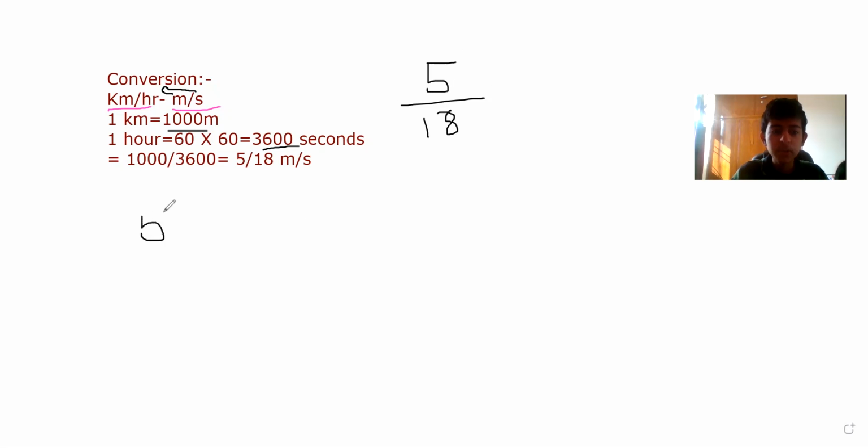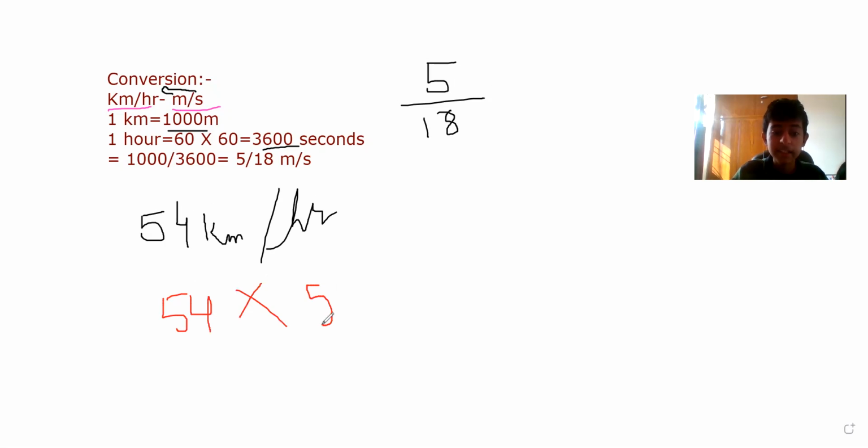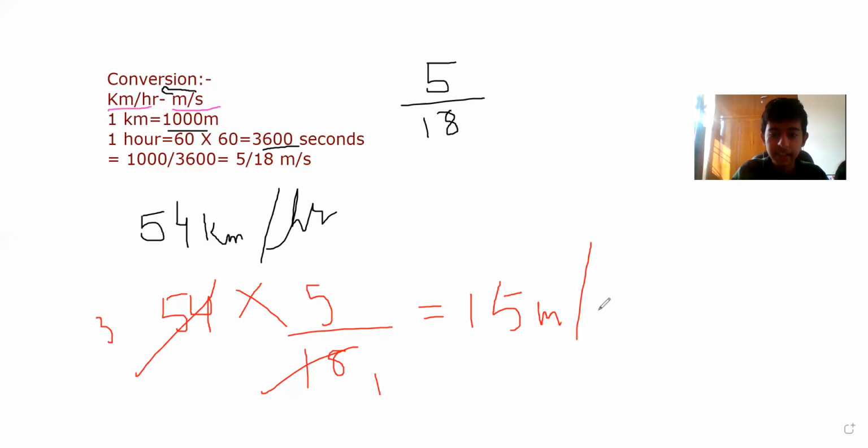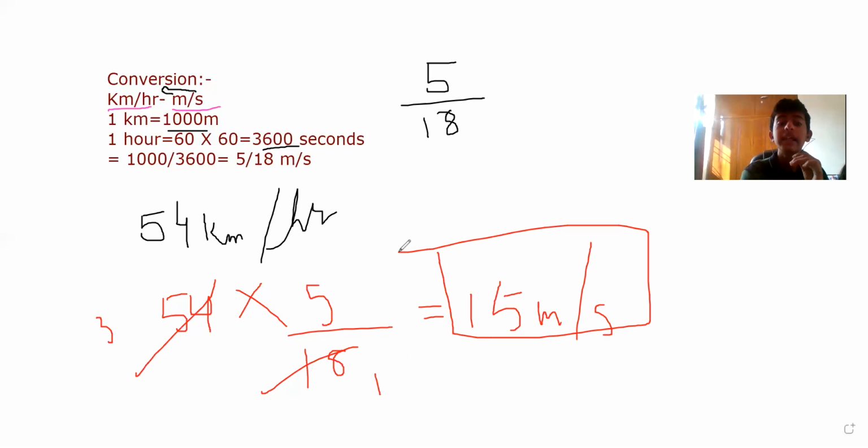Suppose I'm taking an example. If I want to convert 54 kilometer per hour into meters per second, how will I convert? It is very easy. I will multiply 54 by 5 by 18 so that I get the value in meters per second. 18 ones are 18, 18 threes are 54, so it becomes 3 fives are 15 meters per second. This is your answer. In this manner, we converted kilometer per hour to meters per second by multiplying by 5 by 18. And if you want to convert meters per second into kilometer per hour, you will multiply by 18 by 5.